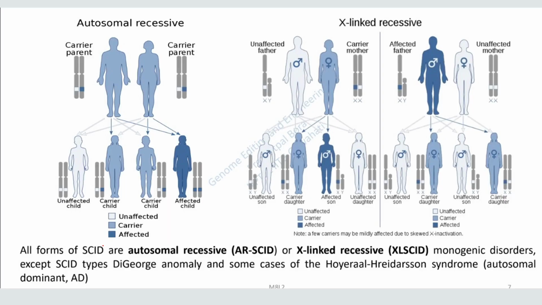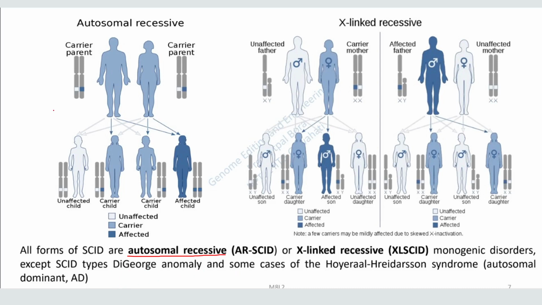So this is the pedigree analysis of SCIDs, where you can see it is transmitted in an autosomal recessive manner and also in an X-linked recessive manner. All forms of SCIDs are autosomal recessive and X-linked recessive monogenic disorders, except some types and some cases of the autosomal dominant syndrome.